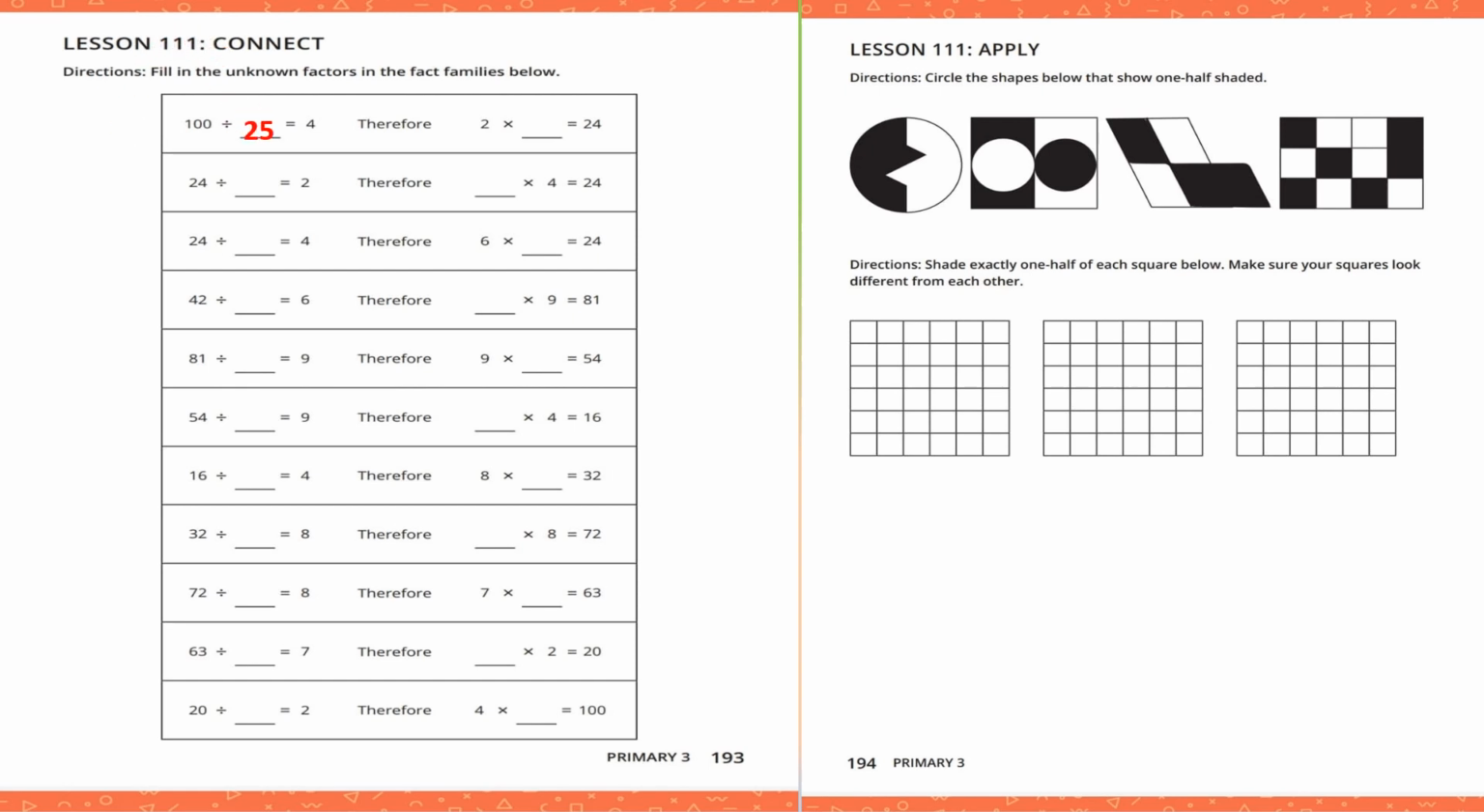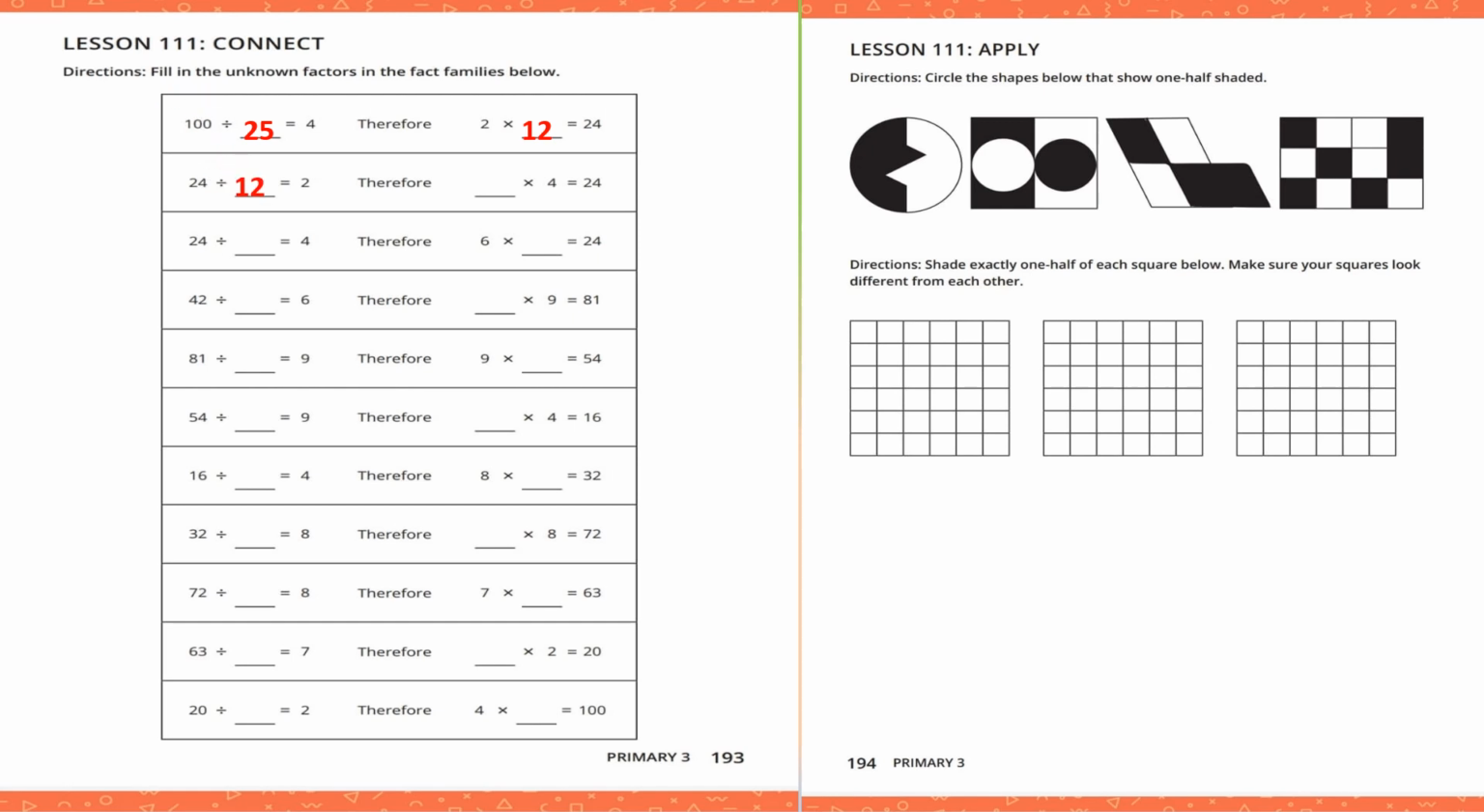Super. Next. Therefore, 2 times what equal 24? I get that from timetables 2. I will count by 2. 2, 4, 6, and so on. So, 2 times 12 equal 24. Next. 24 divided by what equal 2? I know that 2 times 12 equal 24. So, 24 divided by 12 equal 2.